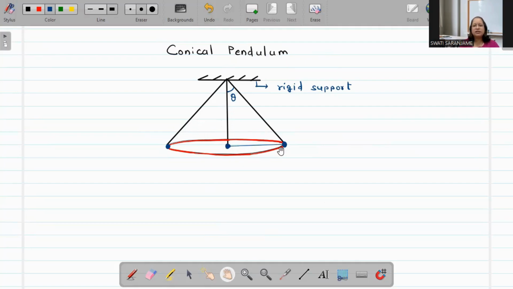Then in this case, if the tiny mass or the bob of a simple pendulum moves or traverses a uniform horizontal circular motion, or it traverses along a horizontal circle in uniform motion, then this entire arrangement is called as conical pendulum. So let us write the definition of conical pendulum.